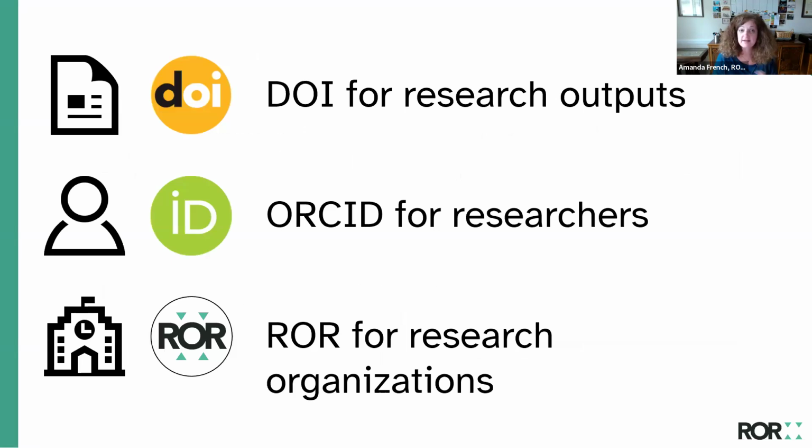Even if you haven't heard of ROR or aren't very familiar with it, I'm sure you've heard of ORCID identifiers and digital object identifiers, or DOIs. And of course, both DOIs and ORCID IDs are also persistent identifiers. An ORCID ID identifies a researcher. A DOI identifies a research output, such as a journal article or a data set. And a ROR ID identifies an organization associated with the research, such as, very commonly, the organization where the researcher is employed, also known as the researcher's affiliation.